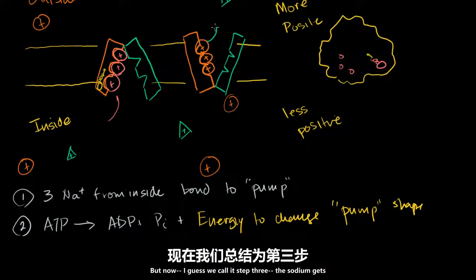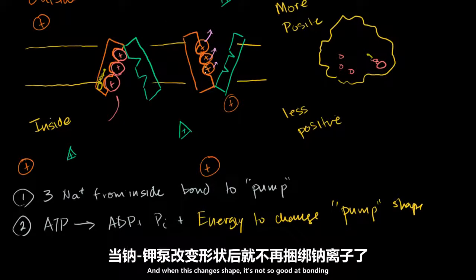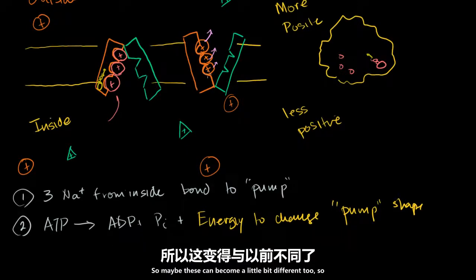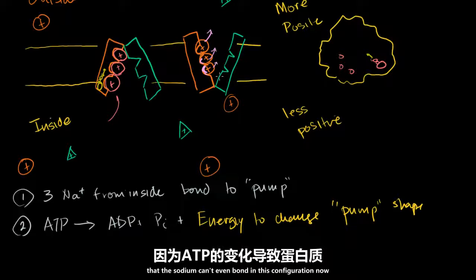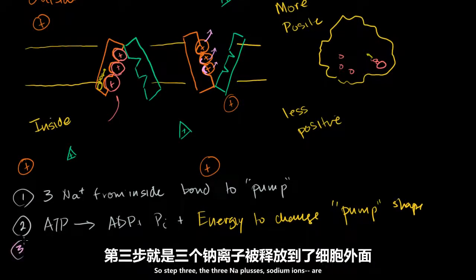But now, I guess we call it step 3, the sodium gets released outside the cell. So here, and when this changes shape, it's not so good at bonding with the sodium anymore. So maybe these become a little bit different too, so that the sodium can't even bond in this configuration now that the protein has changed shape due to the ATP. So step 3, the 3 Na pluses, sodium ions, are released outside.